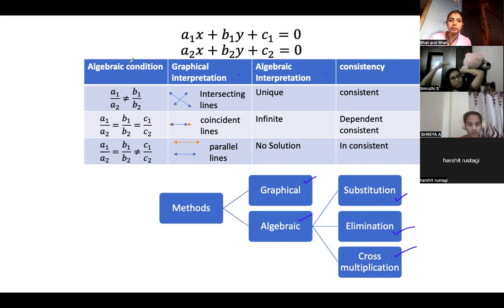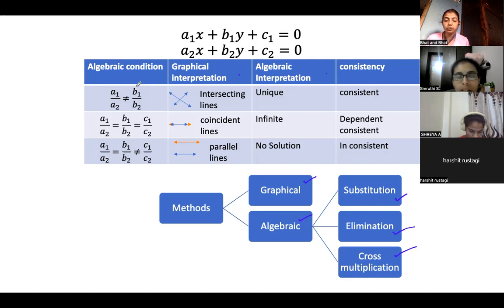First thing, what is the algebraic condition we have to check? If a1 by a2 is not equal to b1 by b2, that is, the ratio of the coefficients of x should not be equal to the ratio of the coefficients of y. Understood? So that is a1 by a2 is not equal to b1 by b2.